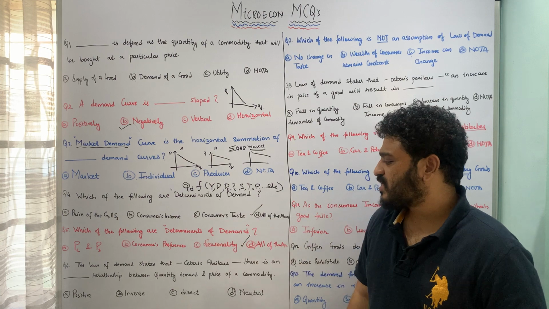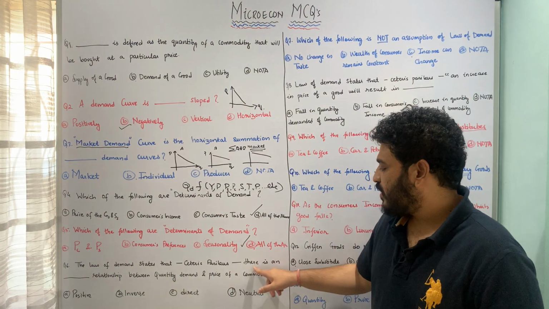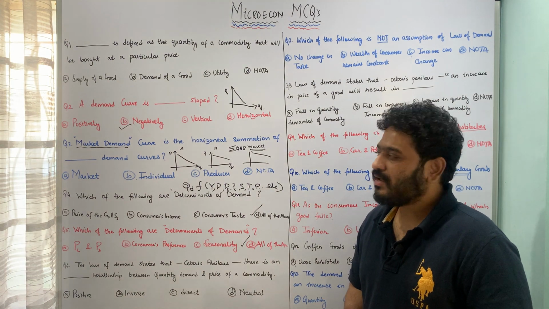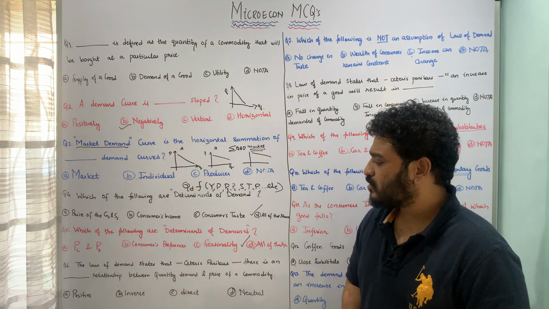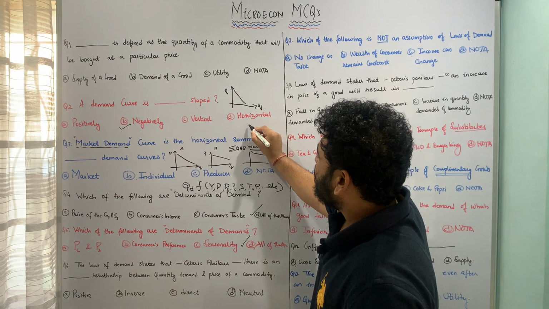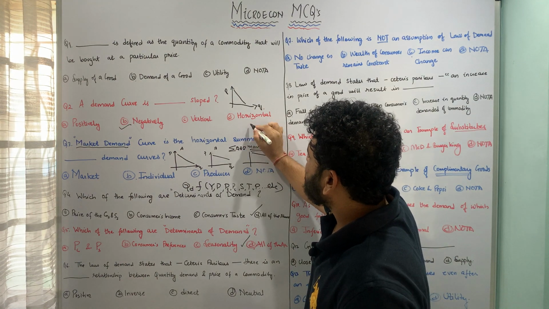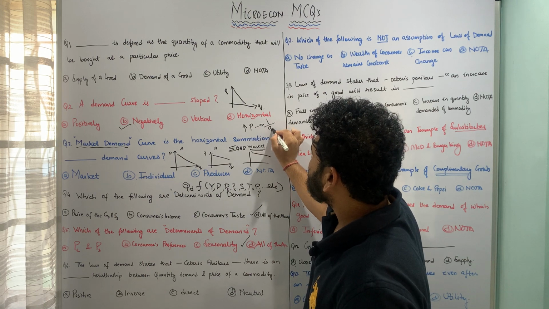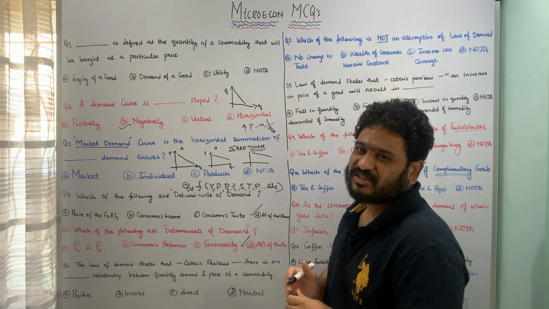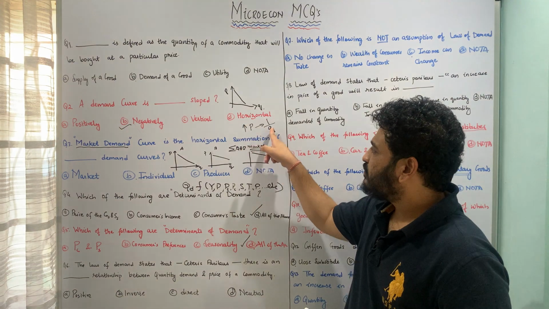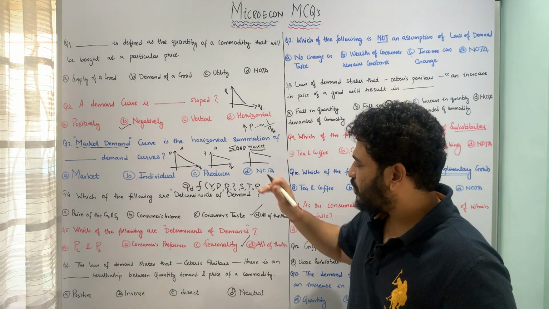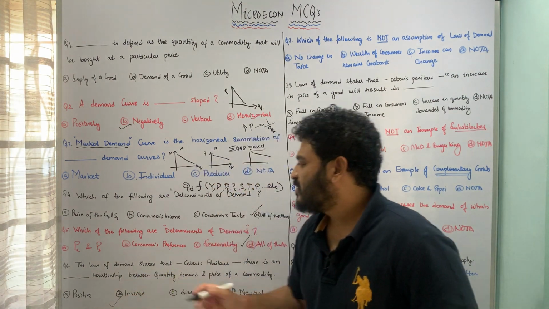So the law of demand states that ceteris paribus, there is always an inverse relationship between quantity demanded and price of a particular commodity, because what happens is as the price of a particular commodity increases, the quantity demanded is going to go down. This is an inverse relationship between the two. As this goes up, this is going to go down. So an inverse relationship between the two. So I hope option B serves the answer.